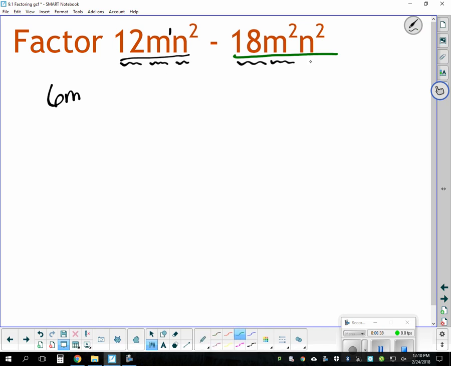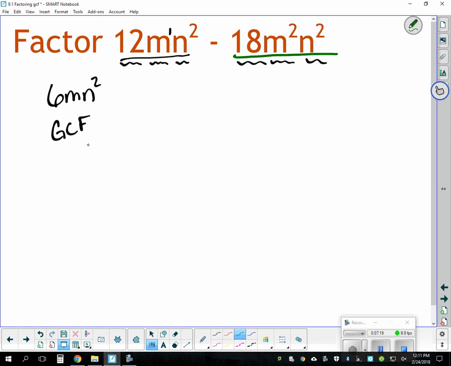Then the last piece is the n's. Well, they're both n squared, so hopefully that's really obvious that they're both divisible by n squared. Essentially, you hopefully know how to find the GCF of just regular plain old numbers like 12 and 18. If you don't, come talk to me and I can try to catch you up with that. For the variables, all you're going to do, if they have the same variable, is pick the one with the smaller exponent, m to the first. If they have the same variable and the same exponent, then obviously it's just going to be that. So the greatest common factor of these two terms is 6mn squared. That is your GCF right there.